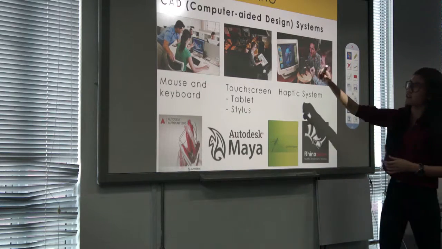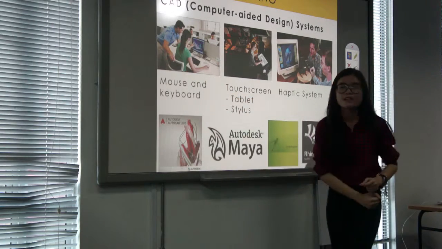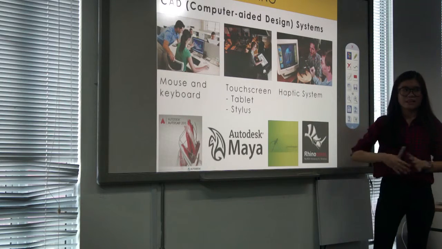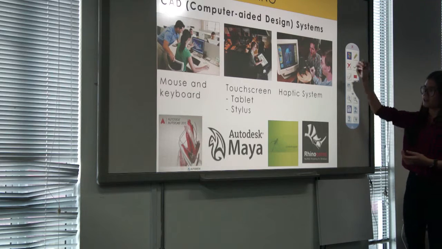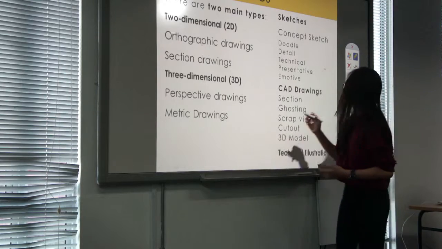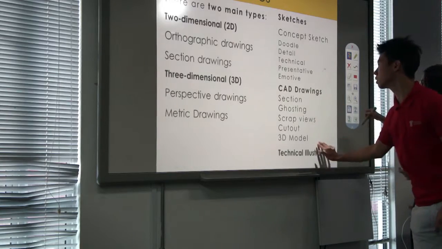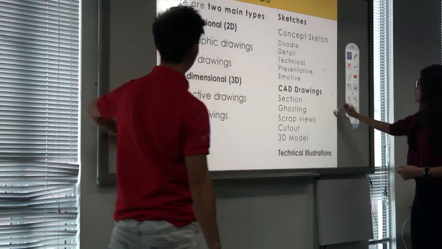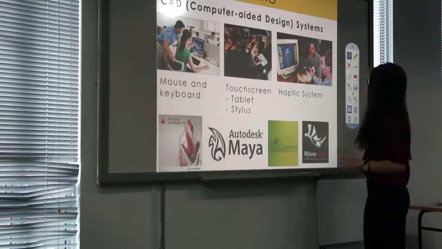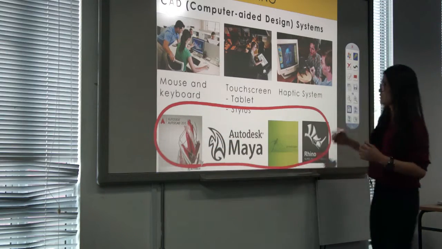So now, this is the CAD system, which is the computer-aided design system. The first one is mouse and keyboard. And the second one, which I think is the easiest, is touch screens. They use tablets, stylus, and stuff like that to draw. And last but not least is haptic systems. And these are the examples, and these are examples of the software of the CAD systems.